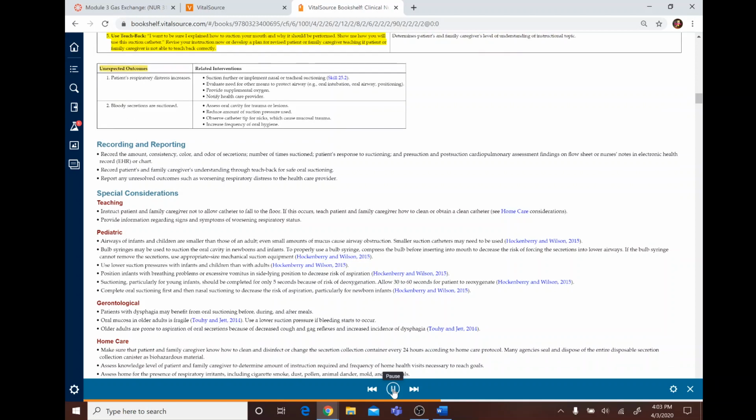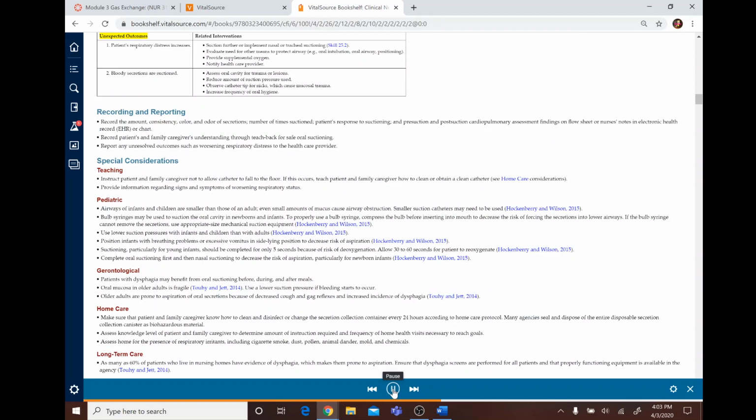5. Use teach-back. I want to be sure I explained how to suction your mouth and why it should be performed. Show me how you will use the suction catheter. Revise your instruction now or develop a plan for revised patient or family caregiver teaching if patient or family caregiver is not able to teach back correctly. Determines patient and family caregivers' level of understanding of instructional topic.